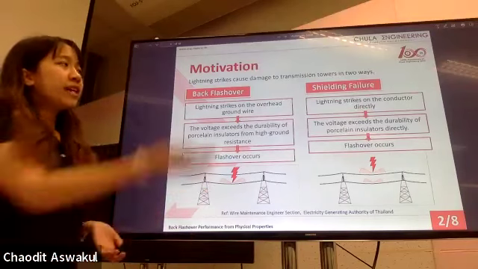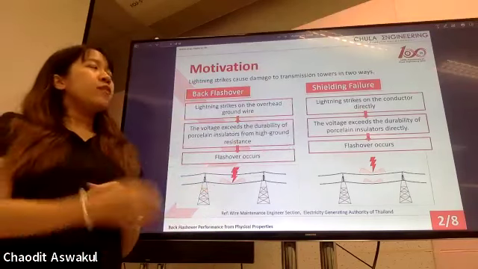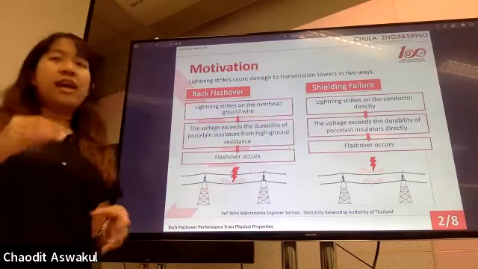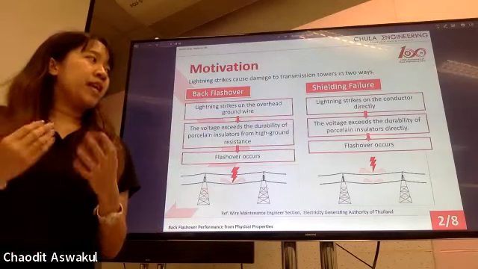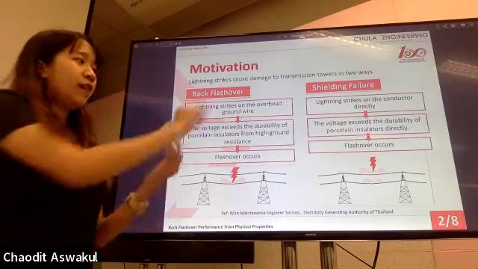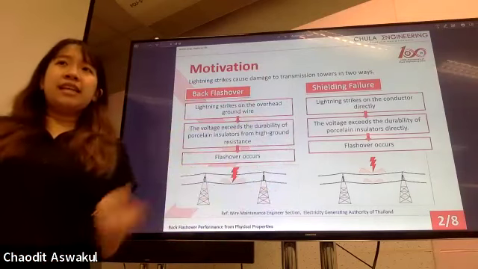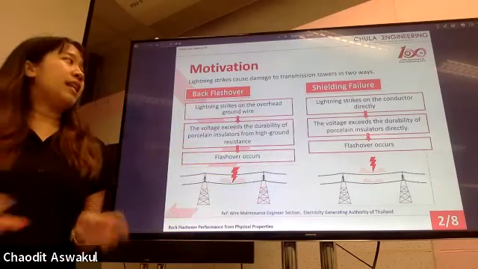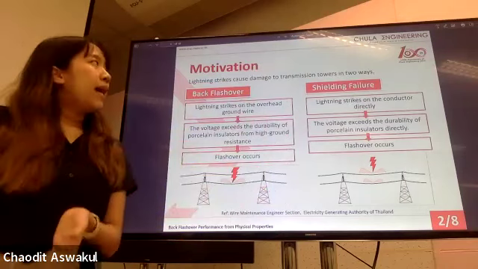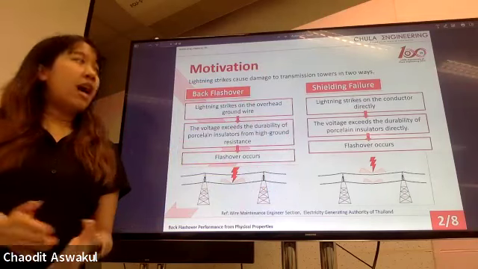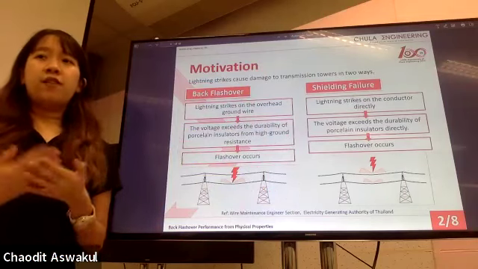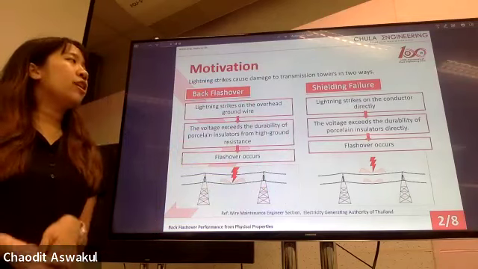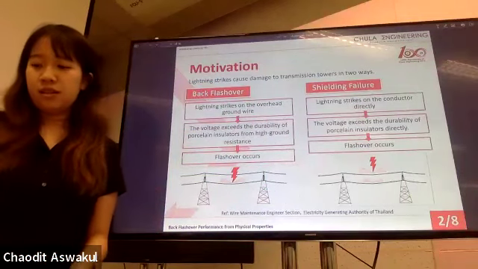But the other way is shielding failure. Shielding failure occurs when the lightning strikes the conductor and then the voltage exceeds the durability of the insulator and then flashover occurs. You will see that the difference is only where the lightning strikes. But in this research, we will consider only backflashover because it has a greater chance to occur than shielding failure.